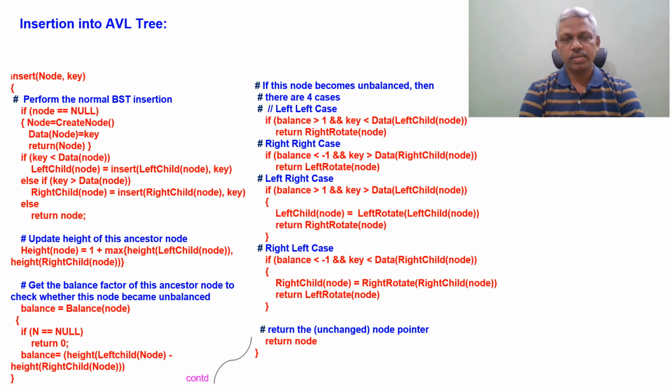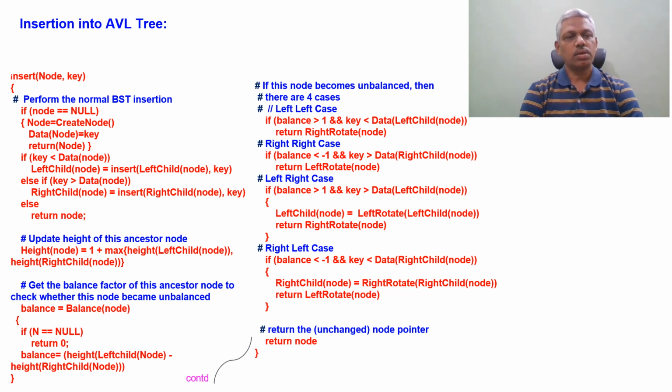Now we look into the algorithm for insertion of a node into an existing AVL tree, and how insertion of a node is going to create imbalance, if at all it is going to create an imbalance. We have seen how to achieve the balance. So let us see the algorithm for this.